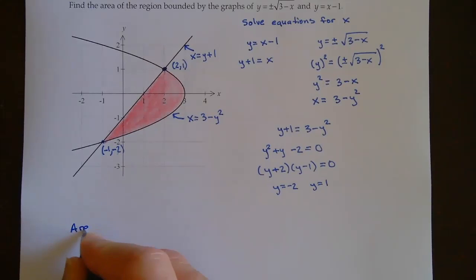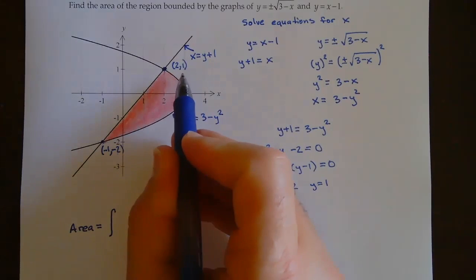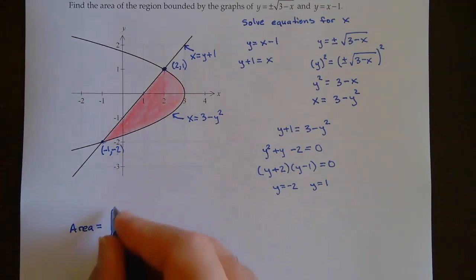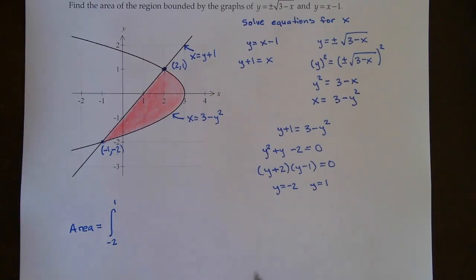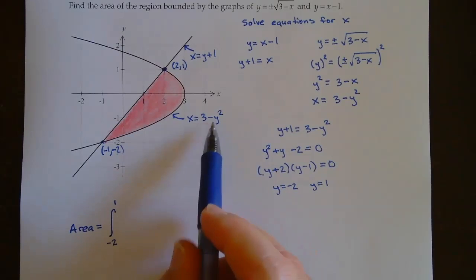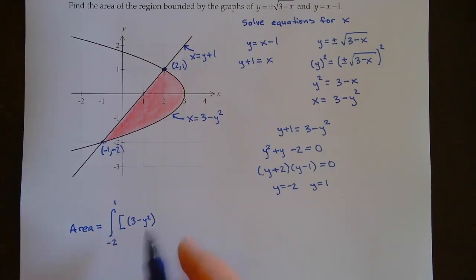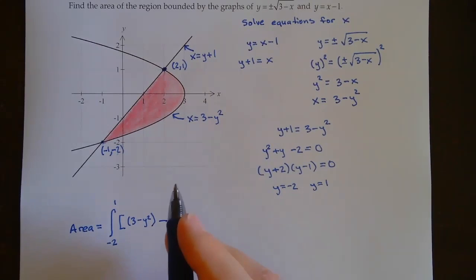The area would equal the integral from negative 2 to 1, and those are the y values, and it's going to be the one on the right, which is 3 minus y squared, so I'm going to put a bracket in here, 3 minus y squared, close the parenthesis. Why am I putting that one first? Because that's the curve that's on the right. So minus, and then this one that's on the left is the y plus 1.